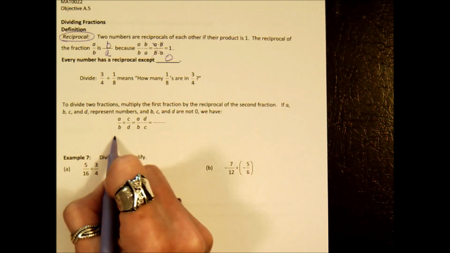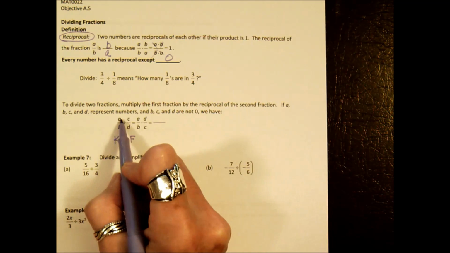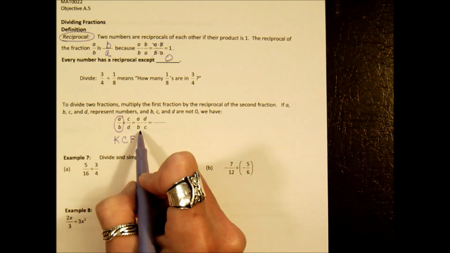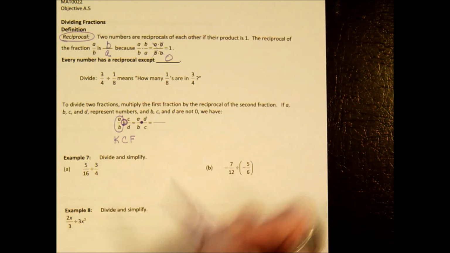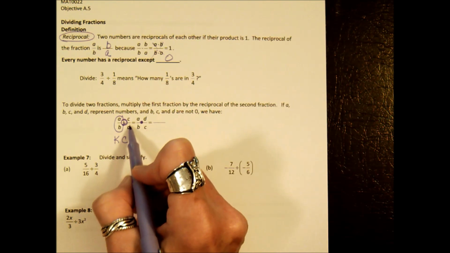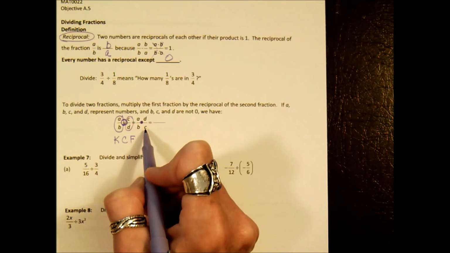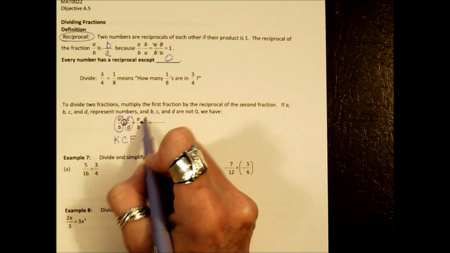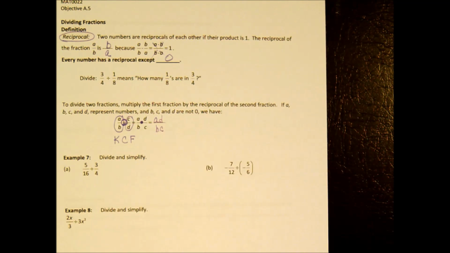We keep, change, and flip. So you keep the first fraction, a over b, as it is. You change the division sign to multiplication, and then you use the reciprocal, so you flip the second fraction. So c over d becomes d over c. And then you just follow the rules for multiplying, which is cross cancel if you can, and if you can't, you just multiply. So let's try one.